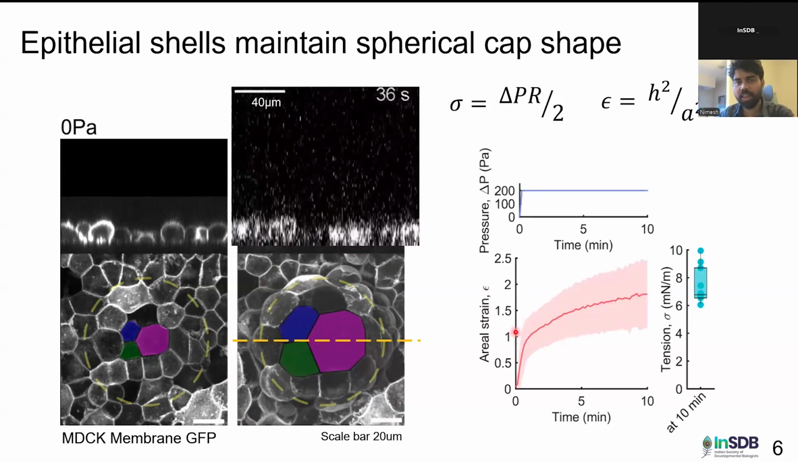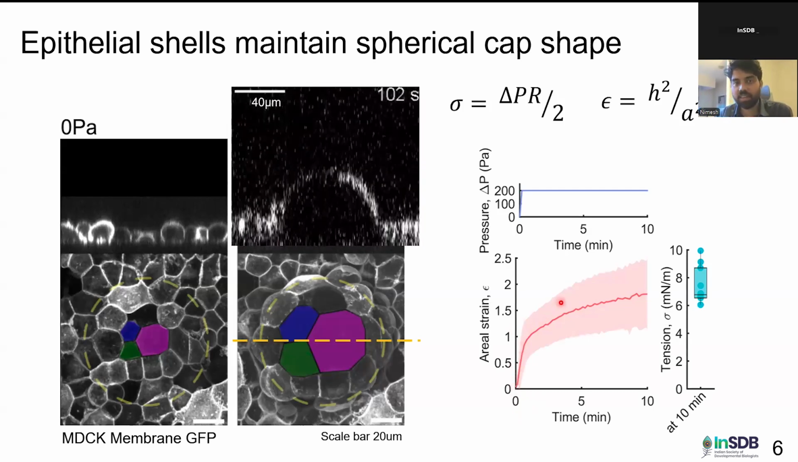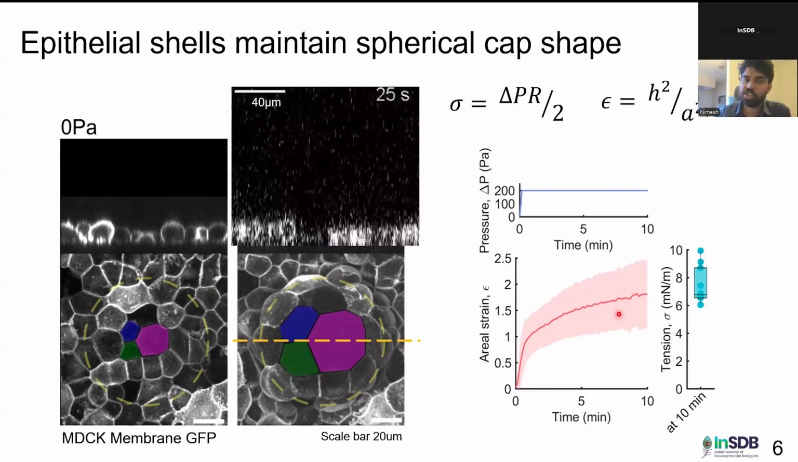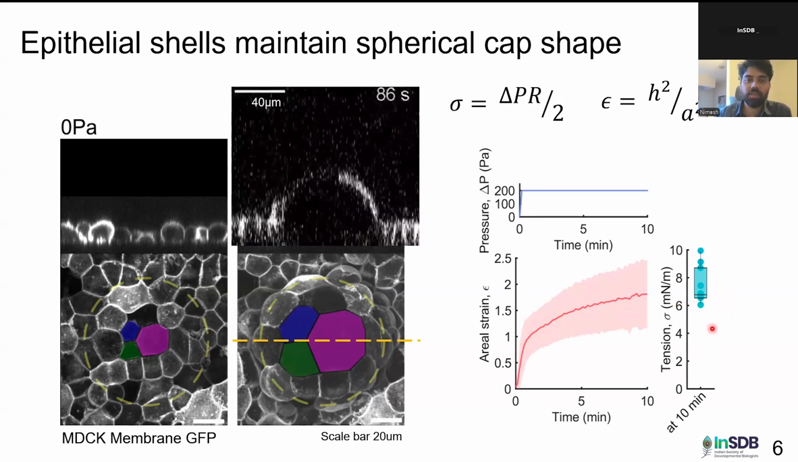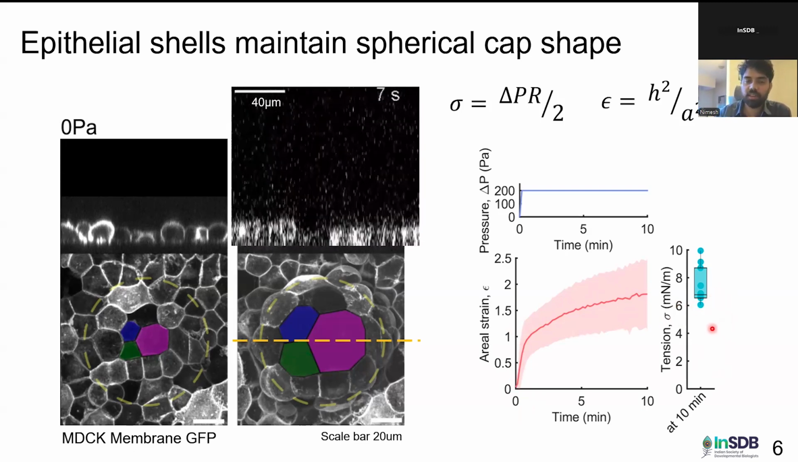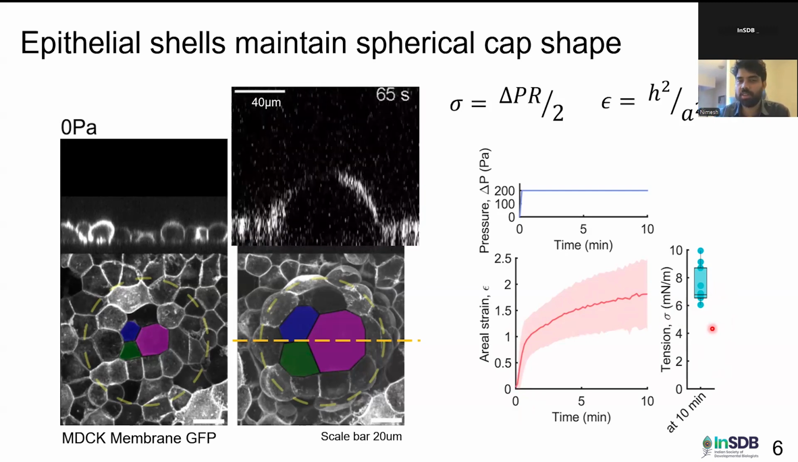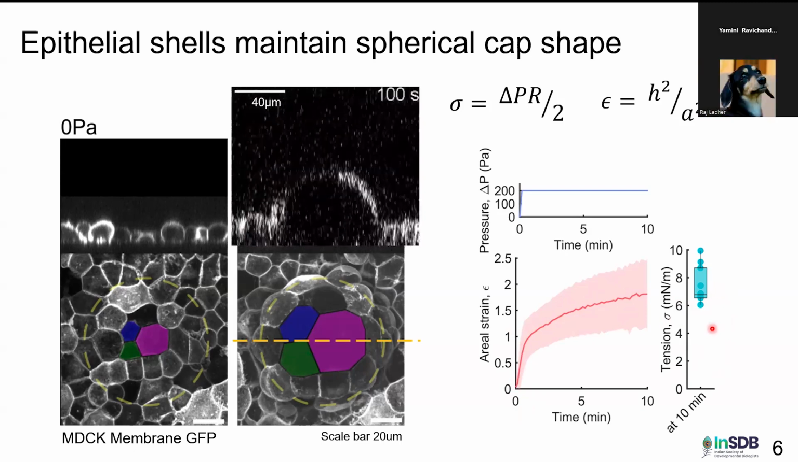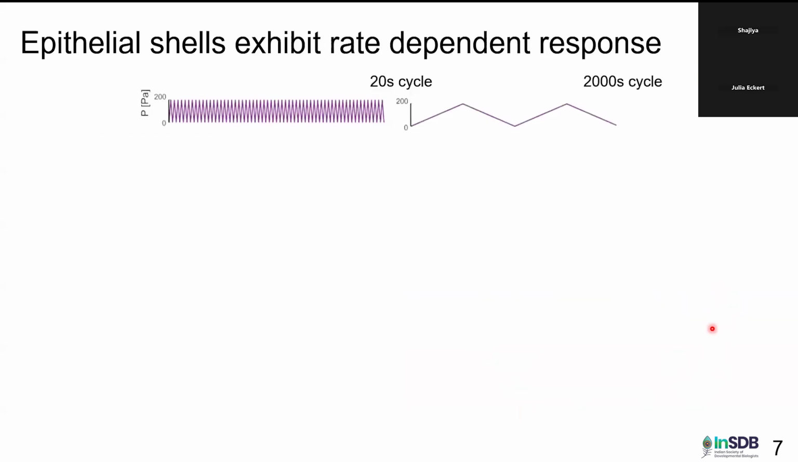And what we saw is that the tissue inflates and stretches fast to reach a steady-state shape and tension. The plateau tensions were around 5 to 10 millinewtons per meter. This is a typical range for active tensions produced by the actomyosin cortex. So here we started thinking that we should probe the mechanics at the actomyosin timescale. And for this, we subjected these shells to different rates of triangular pressure waves, one at 20 seconds and another at 2000 seconds.